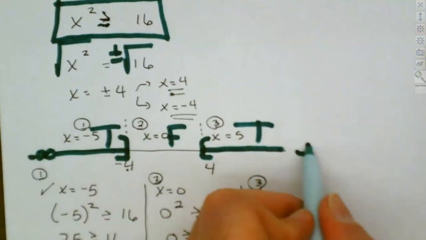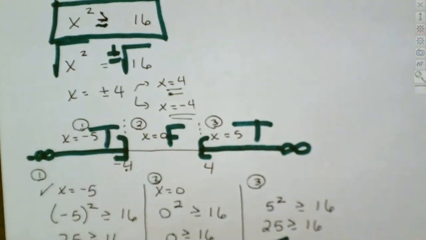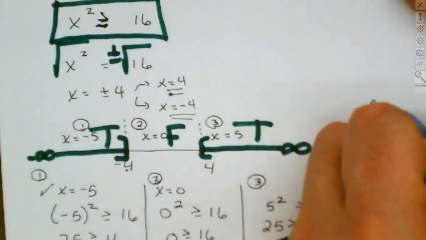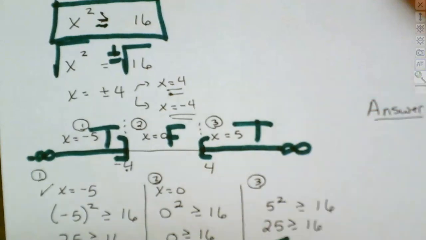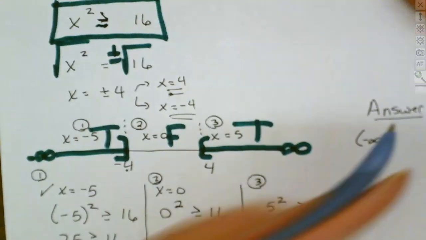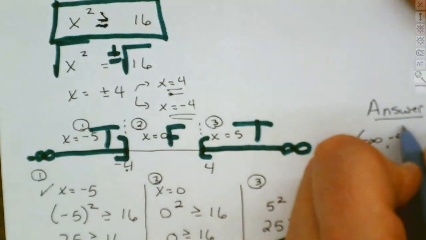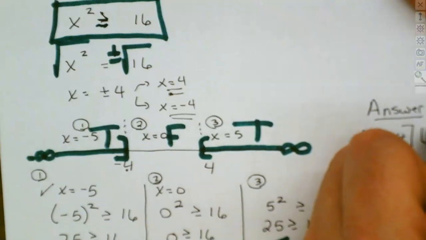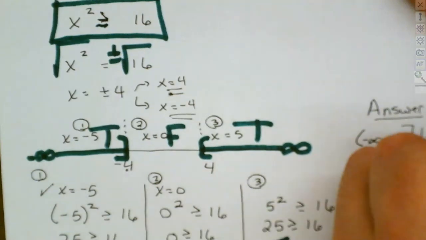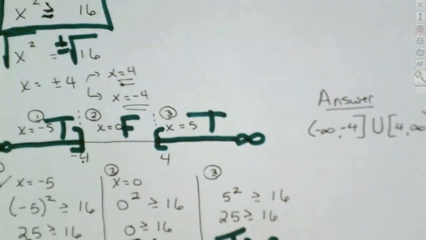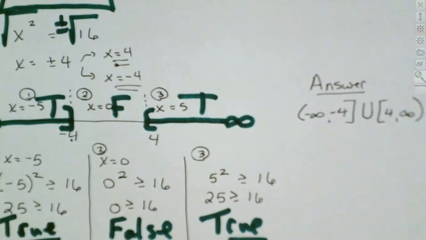Negative infinity, positive infinity. And what does my answer look like in interval notation? Well, in interval notation, it looks like negative infinity, comma, -4 with the square bracket. We use a U for union. And that's 4 to positive infinity.